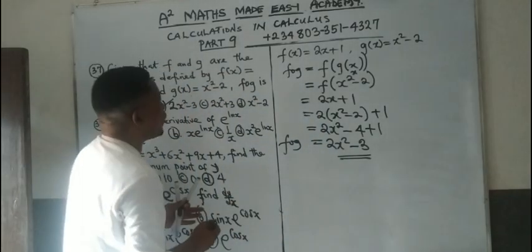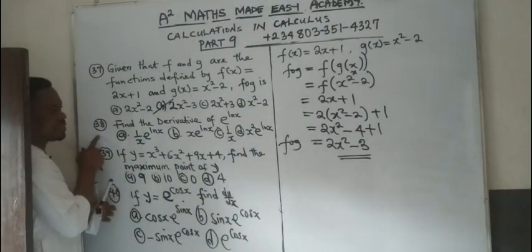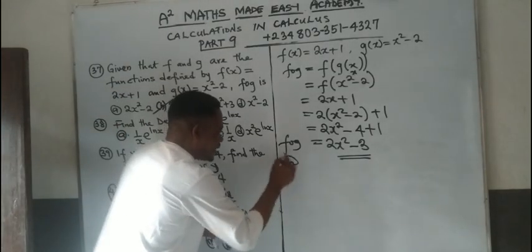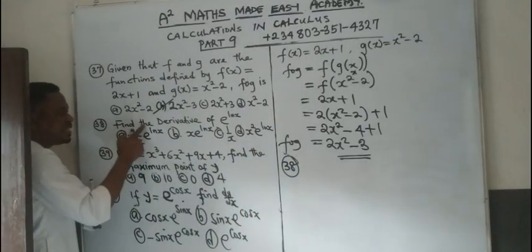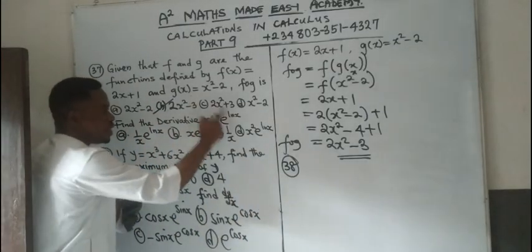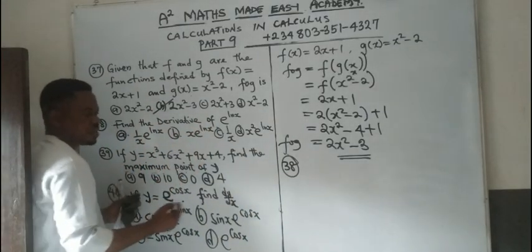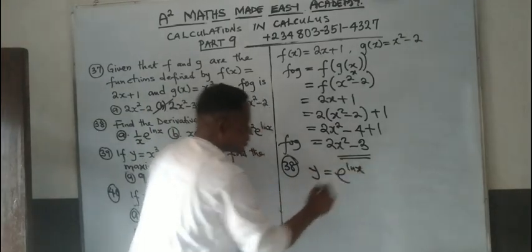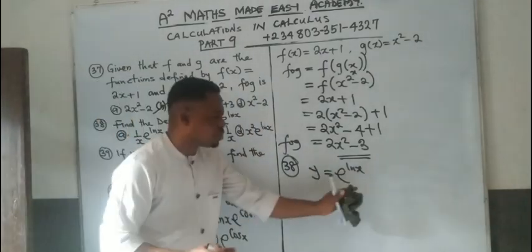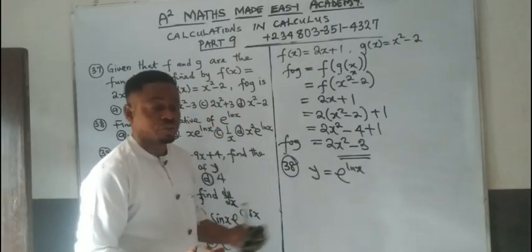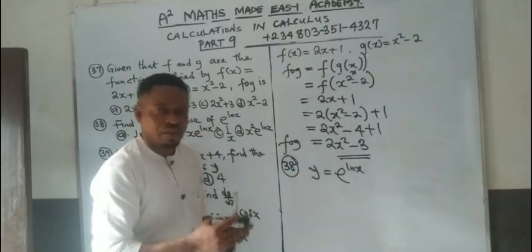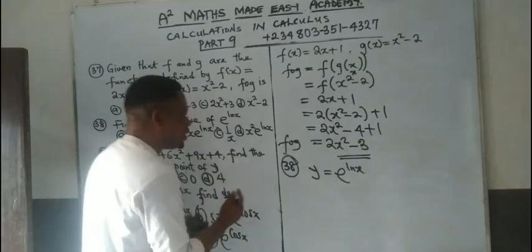Then can we move over to question number 38? What did I say? Question number 38. Now question number 38 says that we should find the derivative of exponential in ln x. So we are given that y is exponential in ln x. Are you with me? Now what I'm going to do is to use a shortcut to solve this problem first. Then after everything, I will use the formula. Can we move ahead?